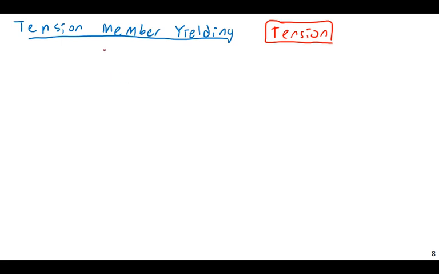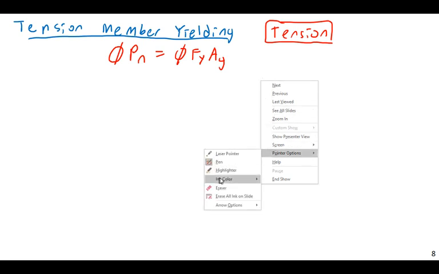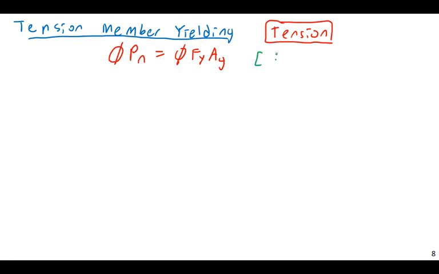Okay, so the governing equation for this is this here. Phi Pn must be equal to Phi Fy Ag. What is all this? First of all, let me cite where this comes from. This is directly out of the steel manual, and this is equation D2-1. You can find this on page 16.1-28, if I updated my references correctly.